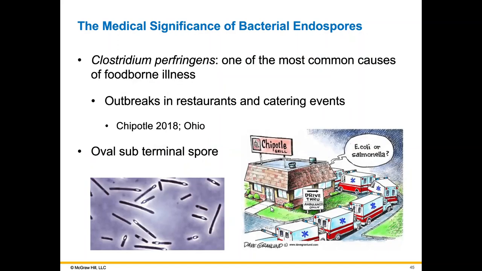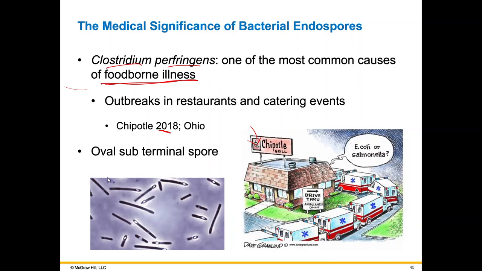Another example is Clostridium perfringens. This is one of the most common causes of foodborne illness, and I put this in here because I thought it was funny. There was an outbreak of Clostridium perfringens at Chipotle. You see all the ambulances coming through. Is it E. coli or salmonella? Well, it was Clostridium perfringens. It was in 2018 in Ohio.